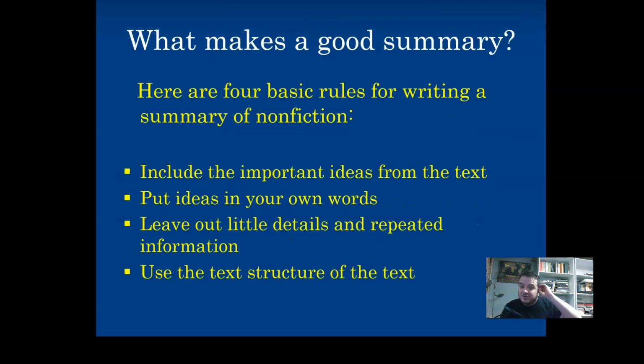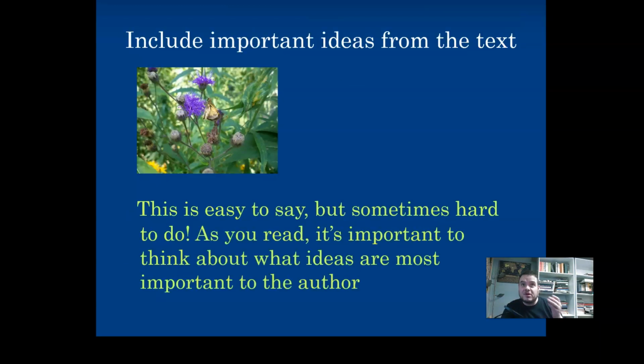The 4 basic rules for writing a summary of nonfiction are: include all the important ideas from a text, put the ideas in your own words, leave out little details and repeated information, you don't need that, and use the structure of the text itself to guide you. Include all the important ideas from the text. This is easy to say, but sometimes hard to do. As you read, it's important to think about what ideas are most important to the author, or what ideas might be most important to your audience.